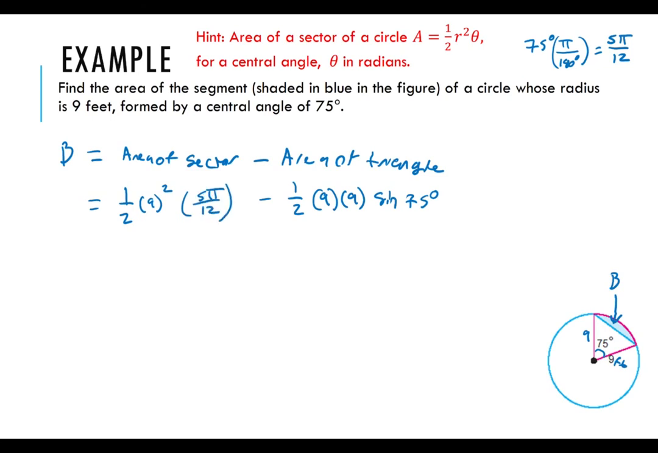Do make sure you're still in degree mode. I know that there's a radian here, but the only place we've got to worry about degree and radian mode is when we plug things into the trig function. And since we're plugging 75 degrees into sine, we need to be in degree mode. And I get that this area of section B is approximately 13.89, and we are in feet squared.